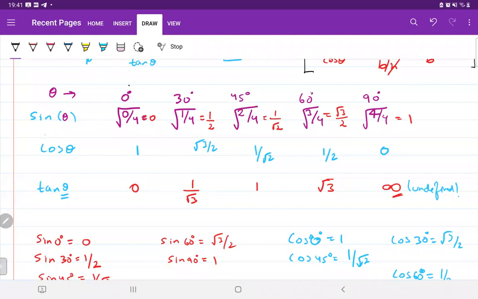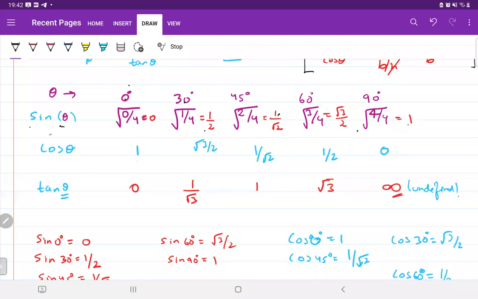So I told you the shortcut method. Shortcut method was 0, 1, 2, 3, 4, divide by 4, root. So the value of sine theta: sine 0 degree will become 0, sine 30 degree will be 1 by 2, sine 45 degree will be 1 by root 2, sine 60 degree is root 3 by 2, sine 90 degree is 1. Okay, right.